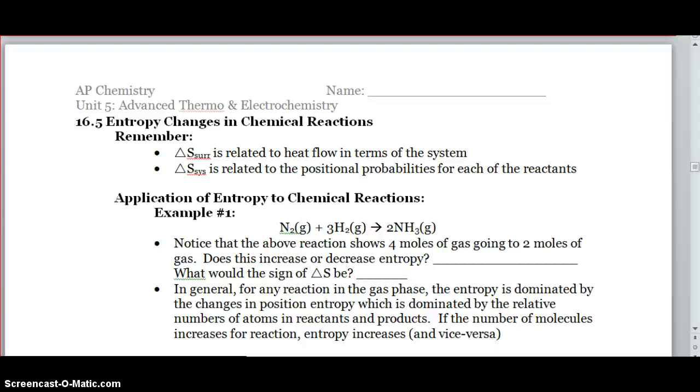So this screencast is going to focus on calculating entropy changes for a chemical reaction, and this is very similar to what we did with delta H values when we did products minus reactants. So we're going to go through this fairly quickly.